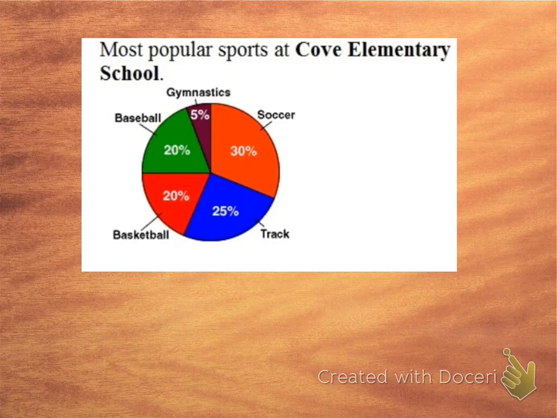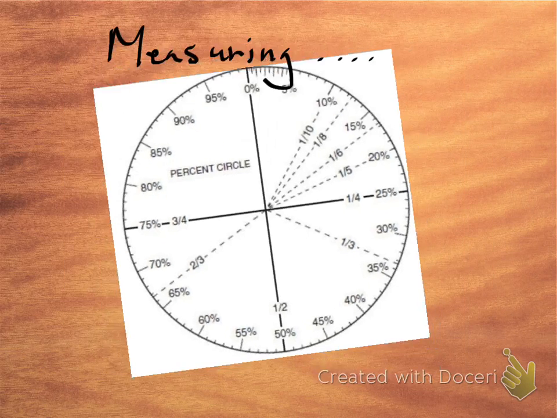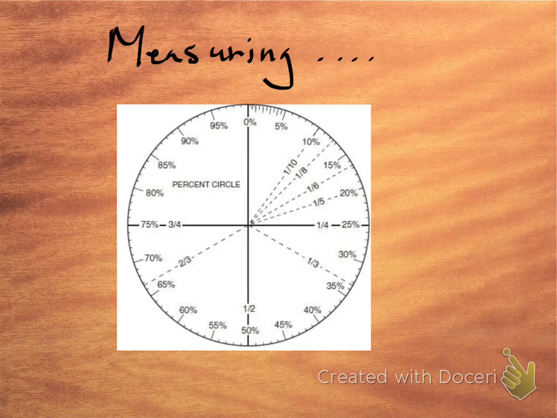All right, let's talk about percent circles now. How do you actually measure these? Well, what you're going to do is you're going to use this thing called a percent circle. And I'm going to pull this out of the library here. And so this is a percent circle. And we're going to make these in class tomorrow. And I think I probably have to bring it in. And so there you go. That is a percent circle.